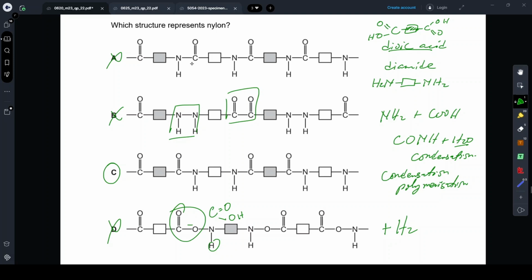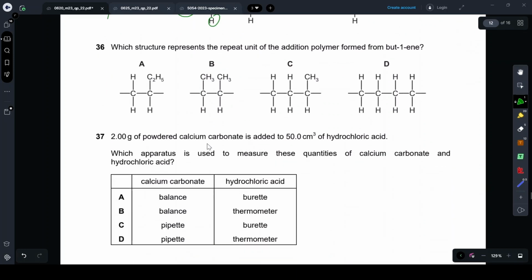This is a correct molecule. It's just not nylon. This is a peptide protein. Okay, all right. Question 36.